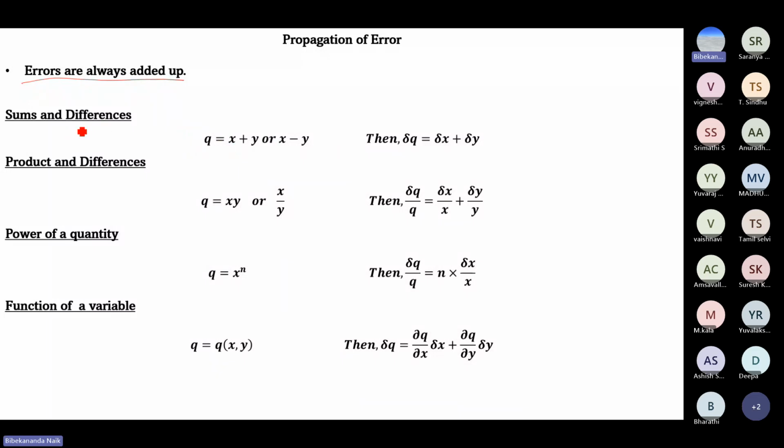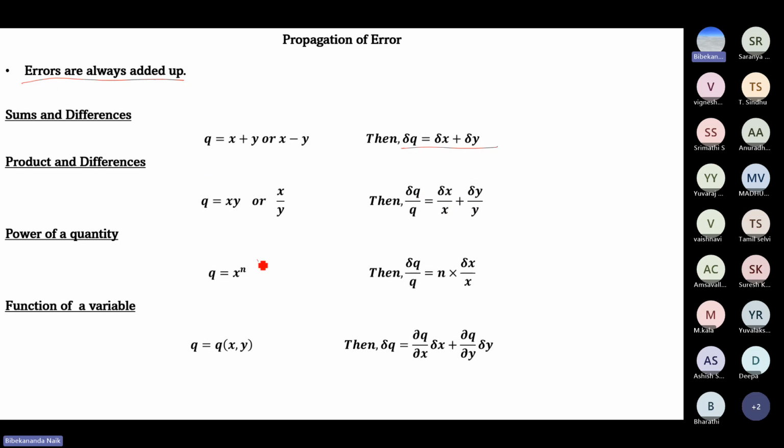If you talk about sum or difference, then delta q is equal to delta x plus delta y. But when you talk about product and quotient, we calculate the relative error: delta q by q is equal to delta x by x plus delta y by y.